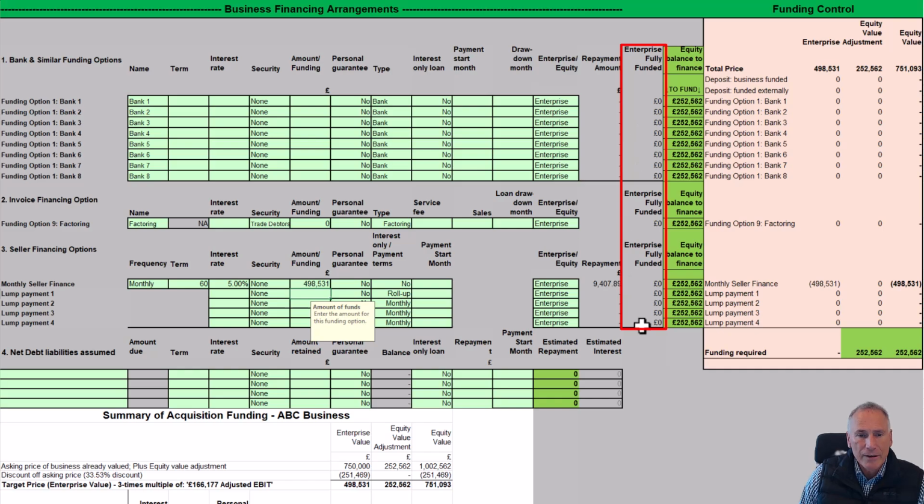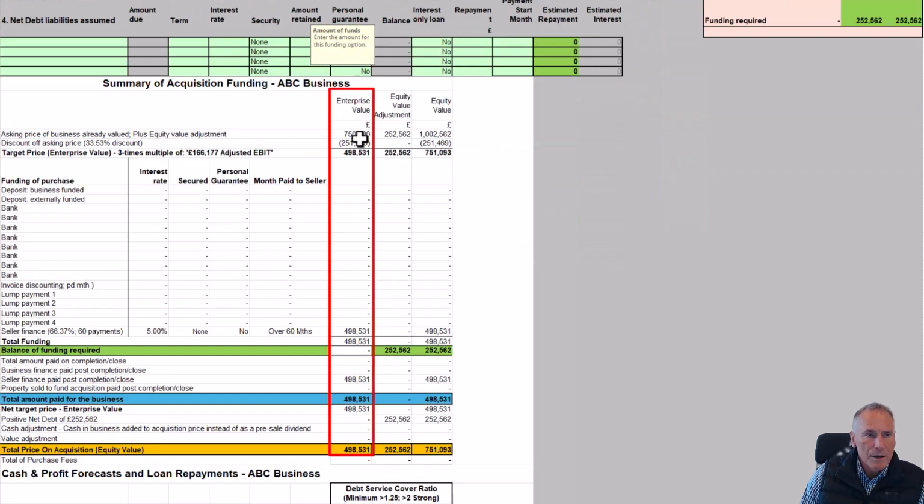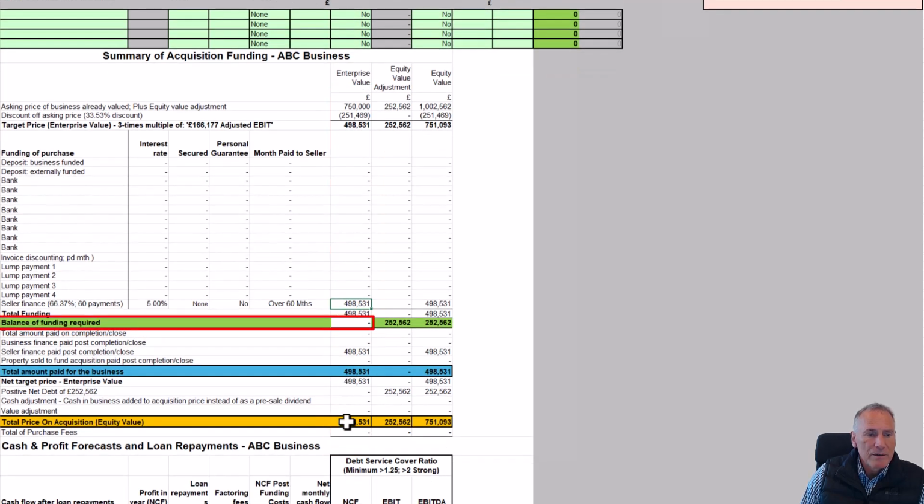That's fully funded. We'll come back to other ways you can fund that, because we've got bank loans, factoring, and other types of lending and so on. But what we can see down here is that the enterprise value side of that business has been funded. So we have our asking price, we've got the discount, and it will show you the discount percentage, 33.53% off of that, bringing you down to 498,531. Of course, that's a negotiation to have with the owner. And then we've got seller finance, 5% over 60 months, 498. So that's been fully funded.